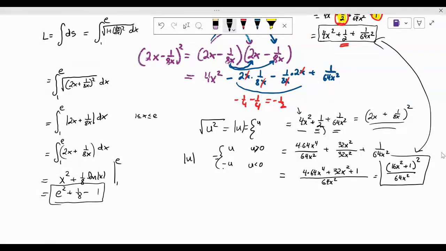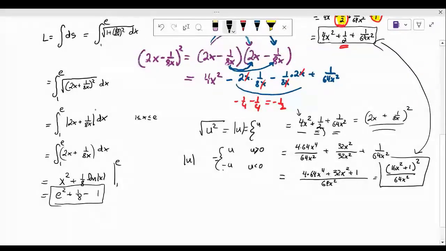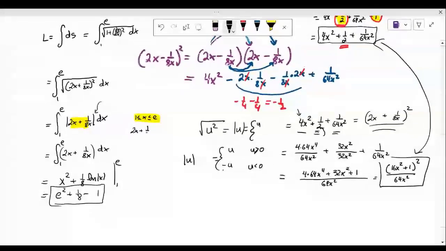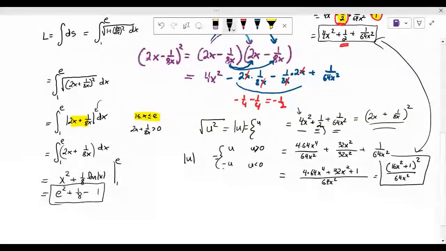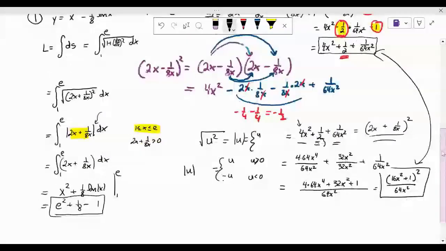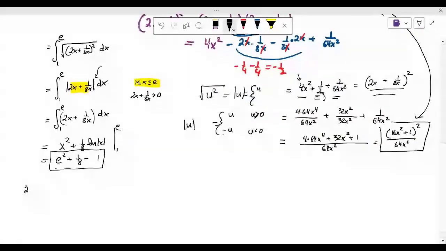We were able to drop the absolute bars because the thing inside is guaranteed to be positive. Right? This is positive when x is between 1 and e. Because you just have positive numbers and you're adding them, you're multiplying positive numbers. So since this was positive, we can just drop the absolute value bars. Okay, so maybe I won't do this one, but I'll write it down so I can make sure that I typeset it later.